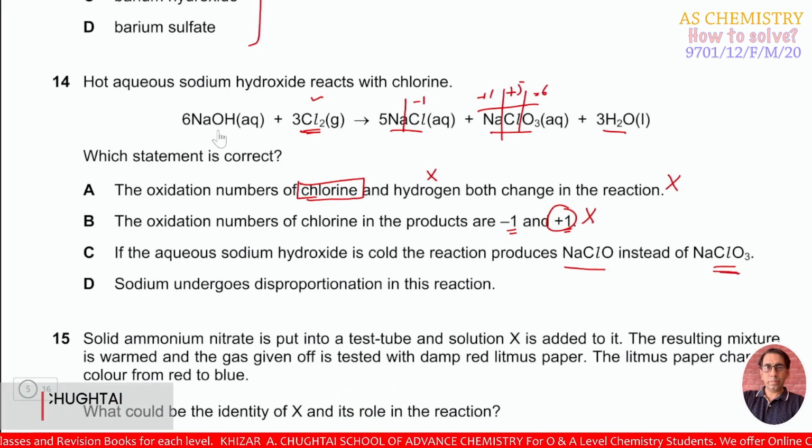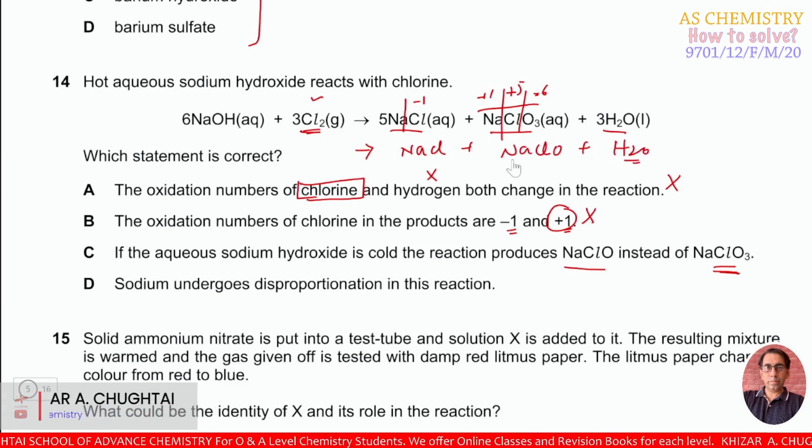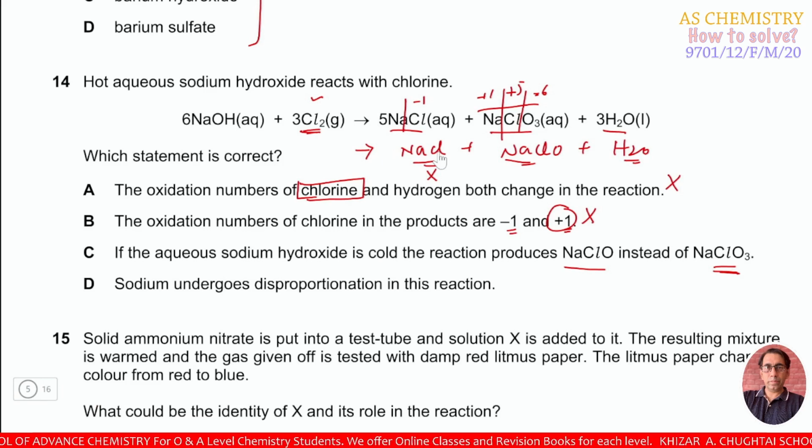Yes, it is correct. When cold NaOH is added to Cl2, there is the formation of NaCl, NaClO, and H2O. Three substances are going to form in this case. So C is the correct option.